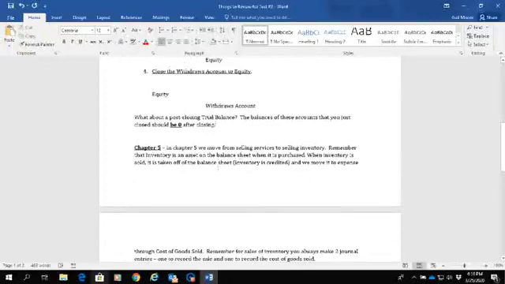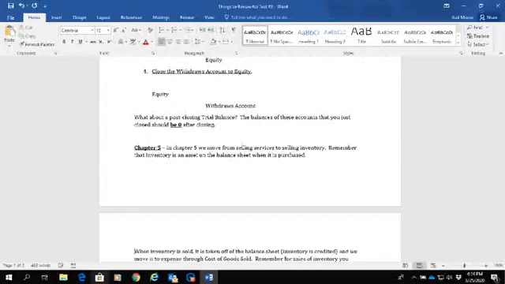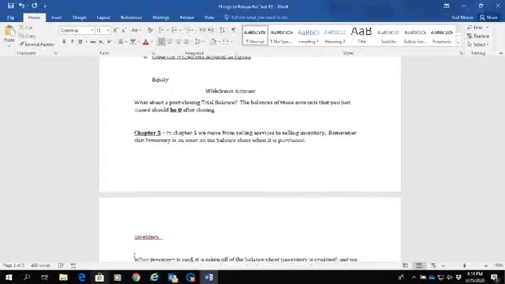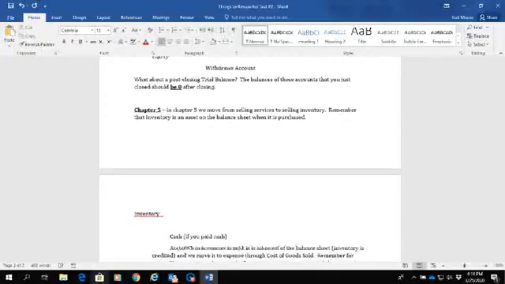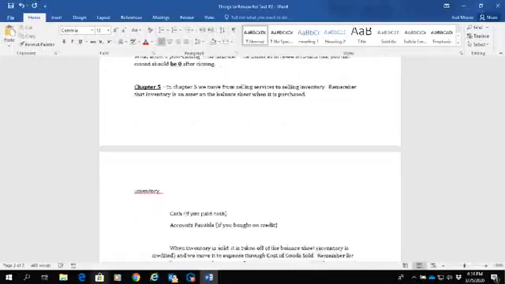In chapter 5, we move from selling services to selling inventory. Remember, inventory is an asset on the balance sheet when it's purchased. So when you purchase it, it's going to look like this. You're going to debit inventory for some amount. And you're going to credit either what? Either cash, if you paid cash, or accounts payable if you bought on credit, right? Not both, one or the other, okay?